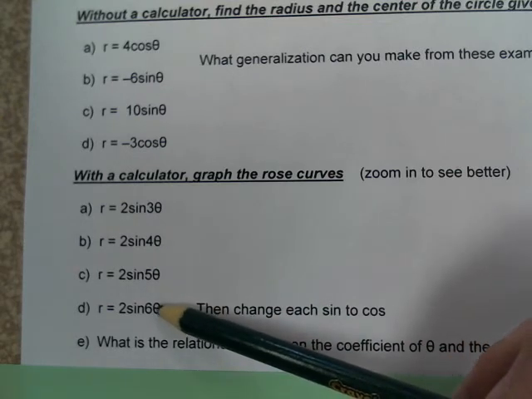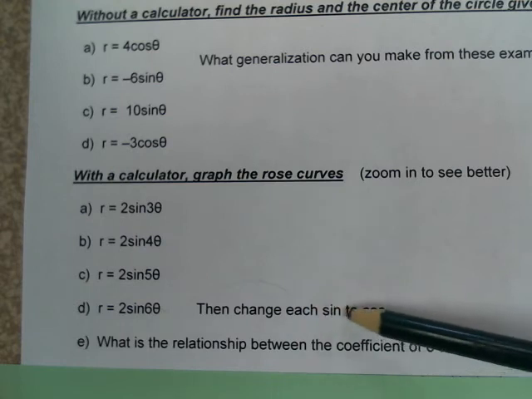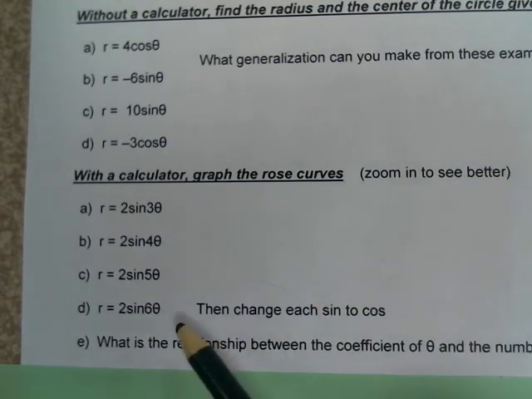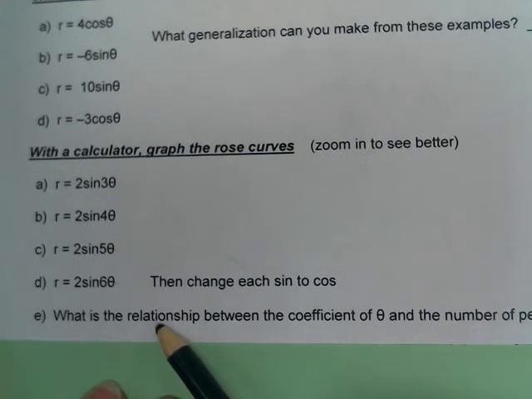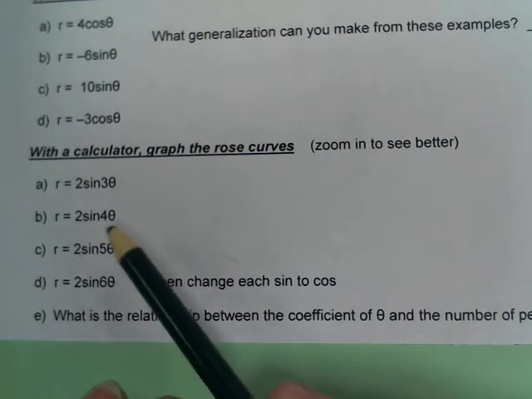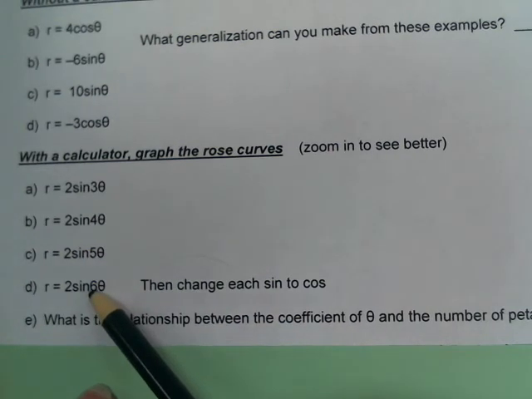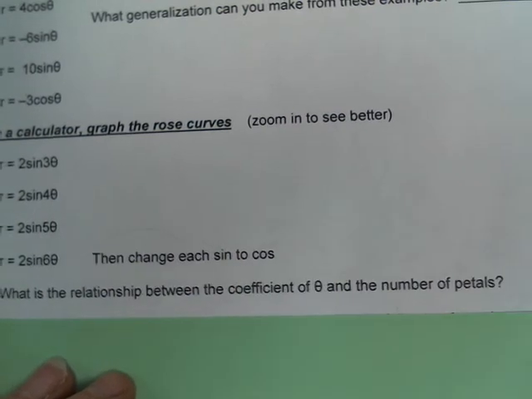Then when you get done looking at those, they should be really quick to see on the graphing calculator. I want you to change each one of these sines to a cosine and see what the difference is. And then I would like you to make some kind of a generalization or figure out what is the relationship between the coefficient of theta, 3, 4, 5, and 6, or whatever number you want to put in there, and the number of petals on these roses.